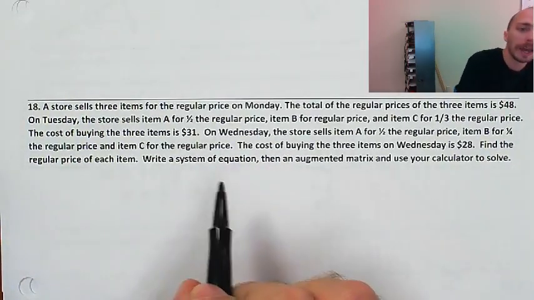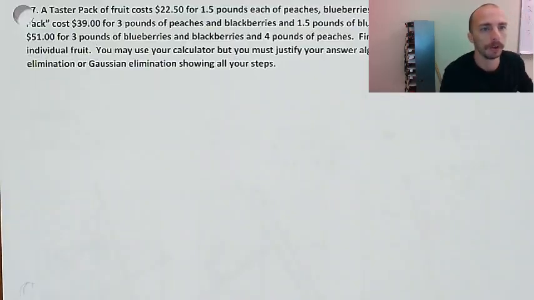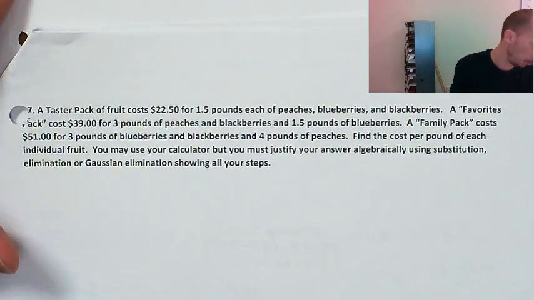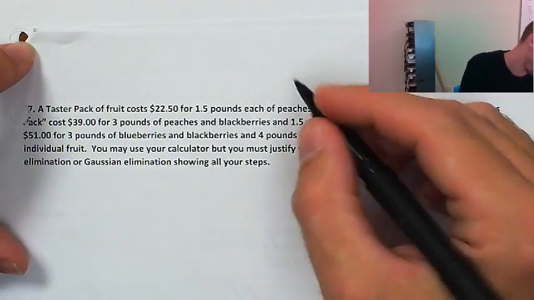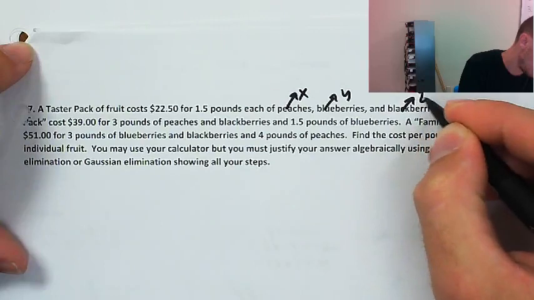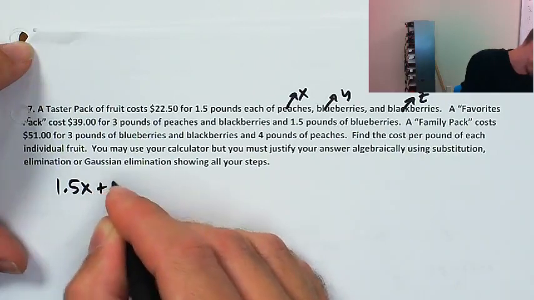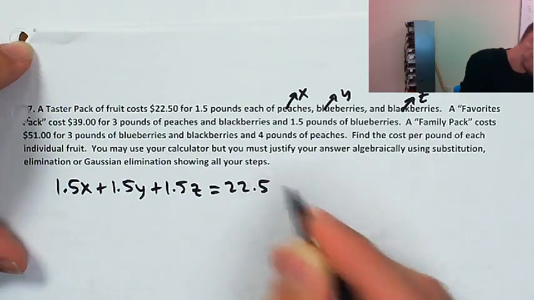Okay. So on this one, I'm going to run the solution real quick and make sure that it's going to come back integers. If it is, then I'm going to do it by hand. But for now, let's do this one because I can tell this one's going to be fine. Okay, a taster pack of fruit costs $22.50 for 1.5 pounds each of peaches, which I'm going to call X, blueberries Y, blackberries Z. All right, so 1.5x plus 1.5y plus 1.5z is equal to 22.5.